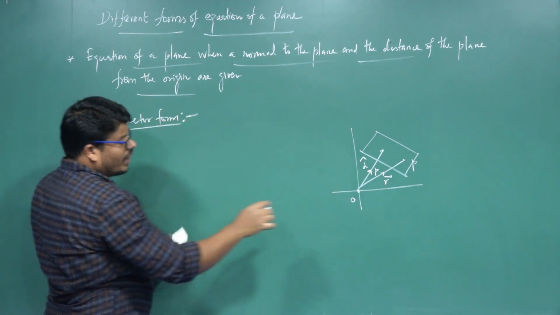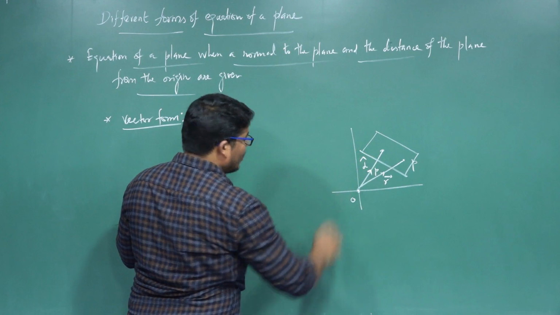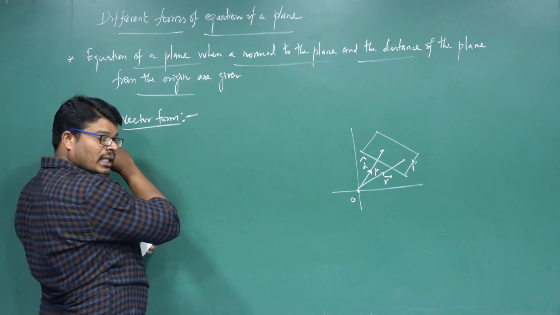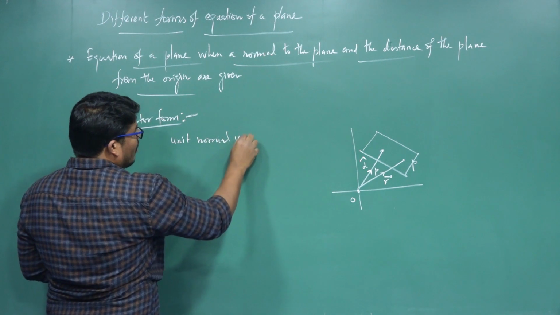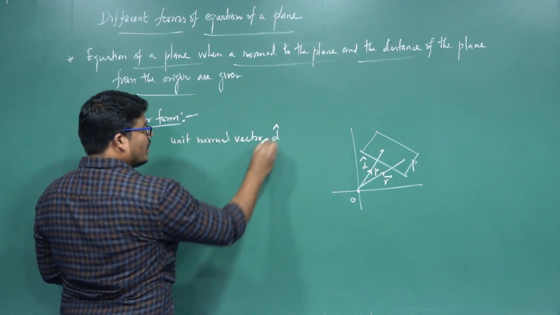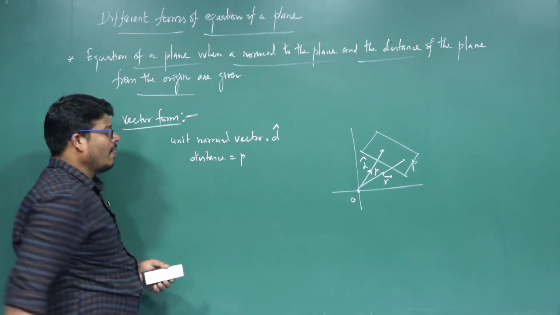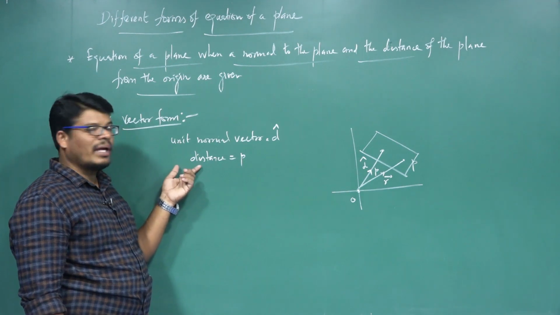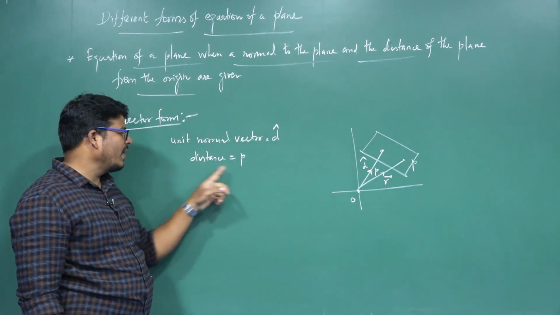What is given? First, the unit normal vector and the distance are given. The unit normal vector is d cap. D cap is the unit normal vector. The next one, the distance, is equal to P. Therefore, for the vector equation of the plane, the normal vector is d cap and the distance from the origin to the plane is P.